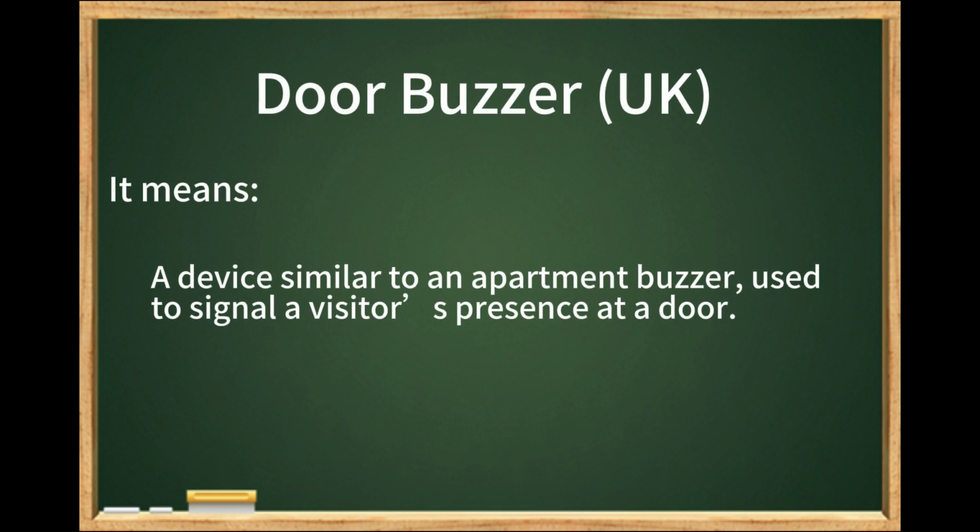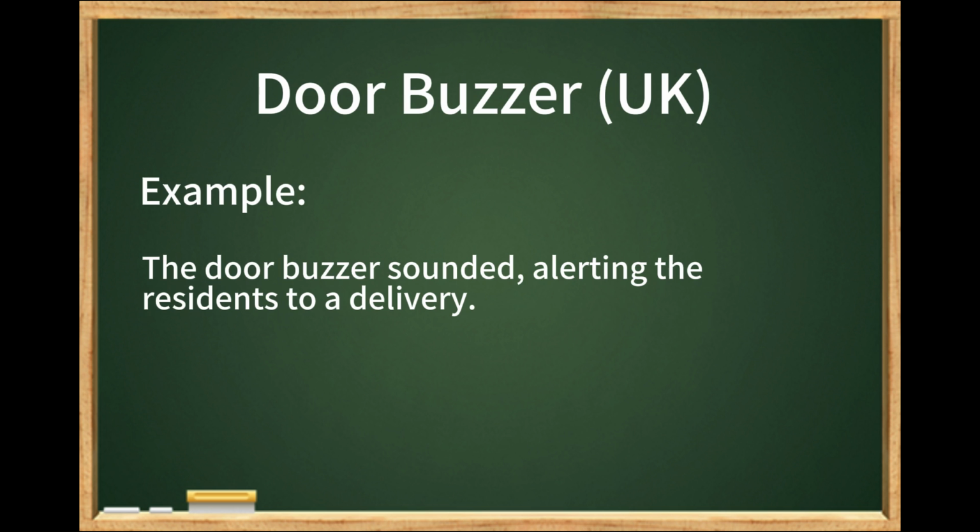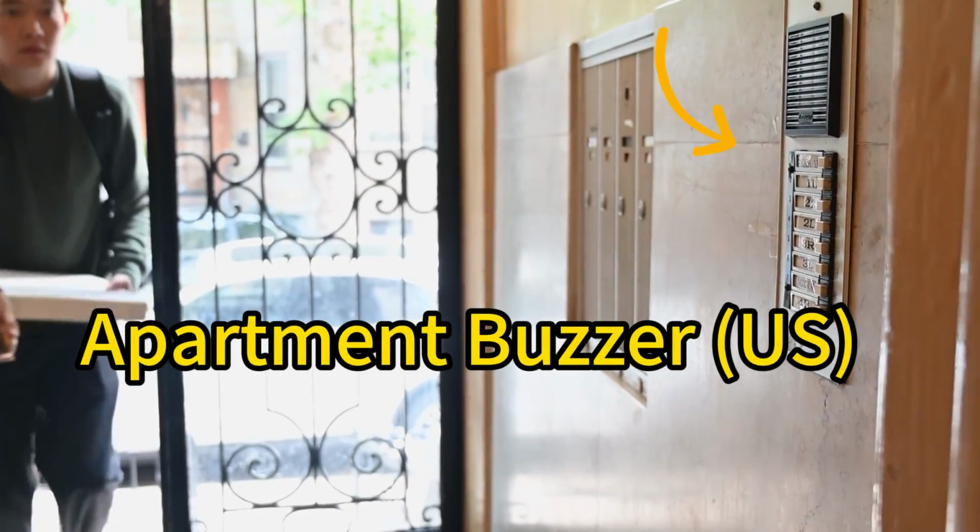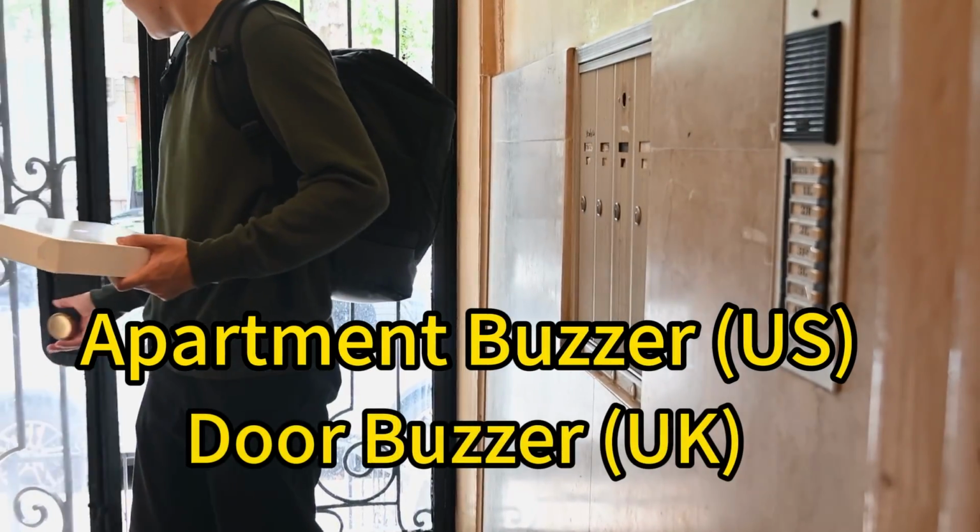Door buzzer, UK. It means a device similar to an apartment buzzer, used to signal a visitor's presence at a door. Example: the door buzzer sounded, alerting the residents to a delivery. This is an apartment buzzer. This is a door buzzer.